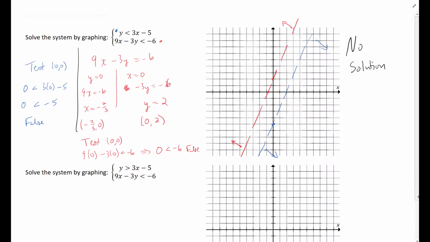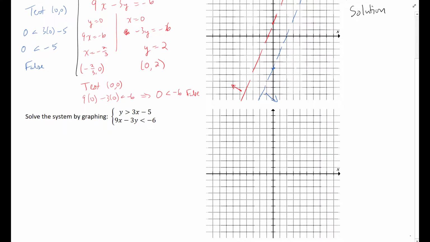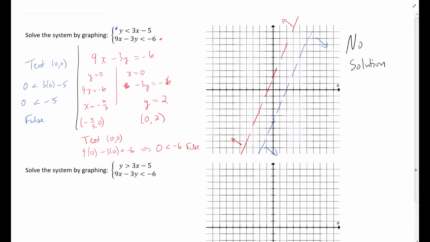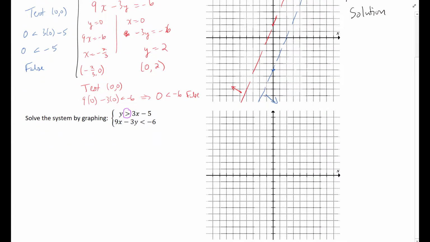Now let's compare that to the second example, and notice that they're almost the same inequalities. I changed one piece. So notice that the only difference here is that I have a y is greater than in the first inequality, but otherwise they're the same. And so my blue inequality was what? 1, 2, 3, 4, 5. It looked roughly like this.